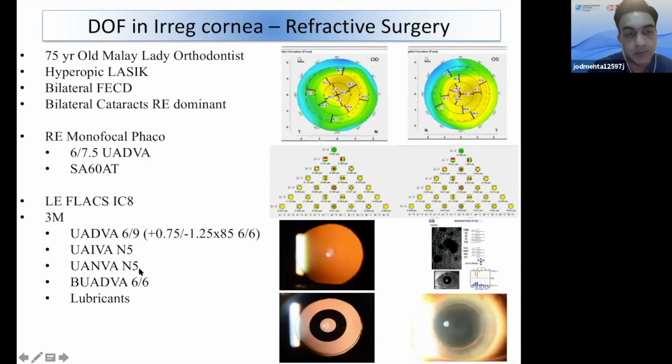Reading vision, intermediate, both N5. Binocularly, she's basically 6.6, but obviously she's got good vision basically on the other side. Using, again, lots of lubricants. You can see over here, a LASIK flap on the side over here. This is a corneal incision that we created with the femtosecond laser as well.